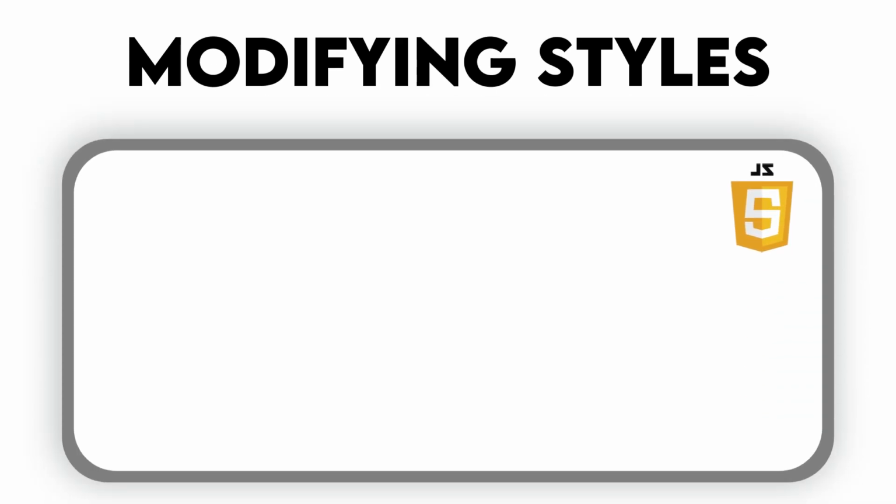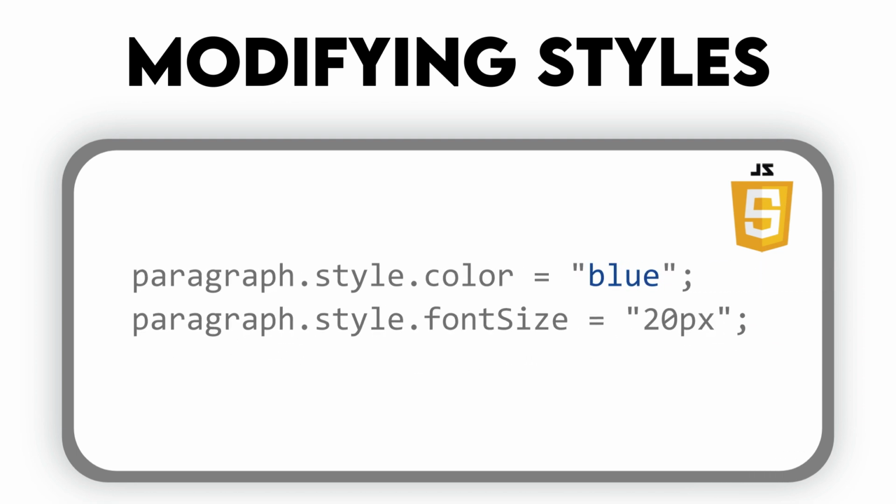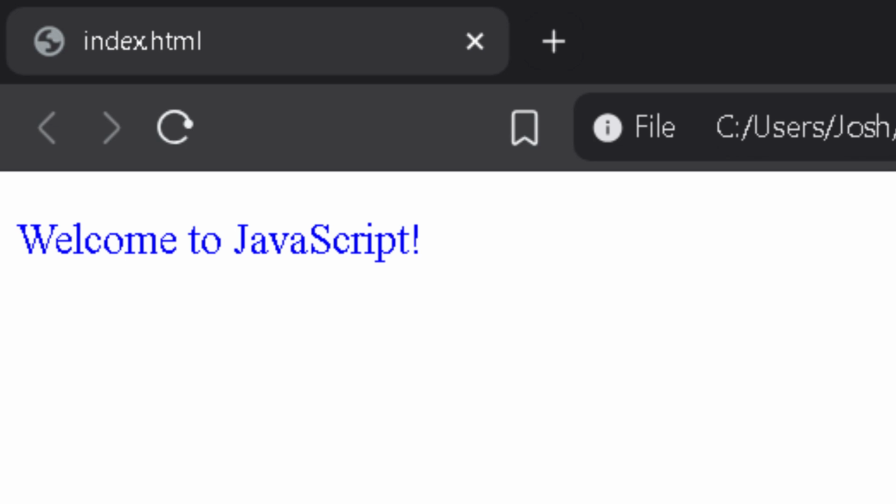Just like in HTML, you can also change styles like color and font size using JavaScript. Here in this example, I'm changing the color of the paragraph to blue and the font size to 20 pixels. Here's how it looks now.